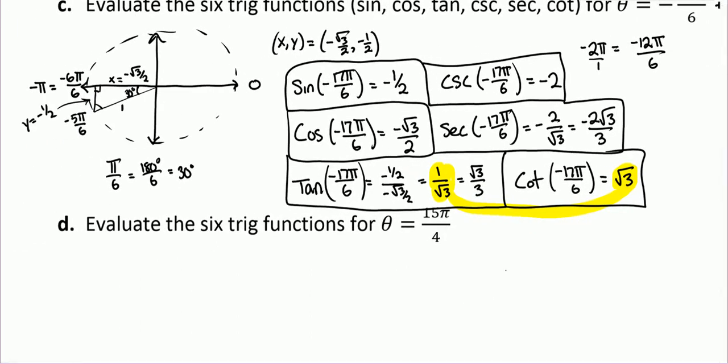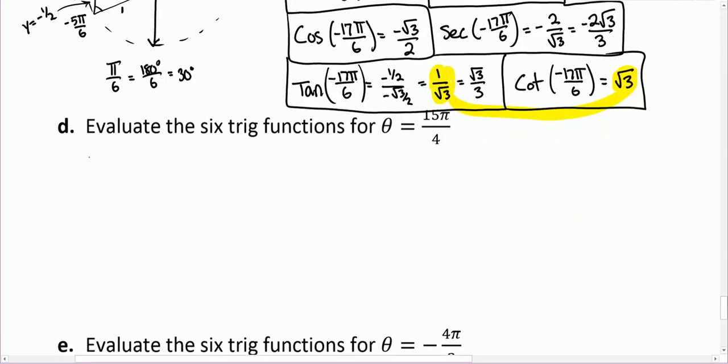Alright, D, we're doing the same thing for 15 pi over 4. 15 pi over 4 is going to be more than 2 pi. So I'm going to subtract 2 pi from that, which is 15 pi over 4 minus 8 pi over 4. 15 minus 8 is 7 pi over 4. So that's what I want to work with.